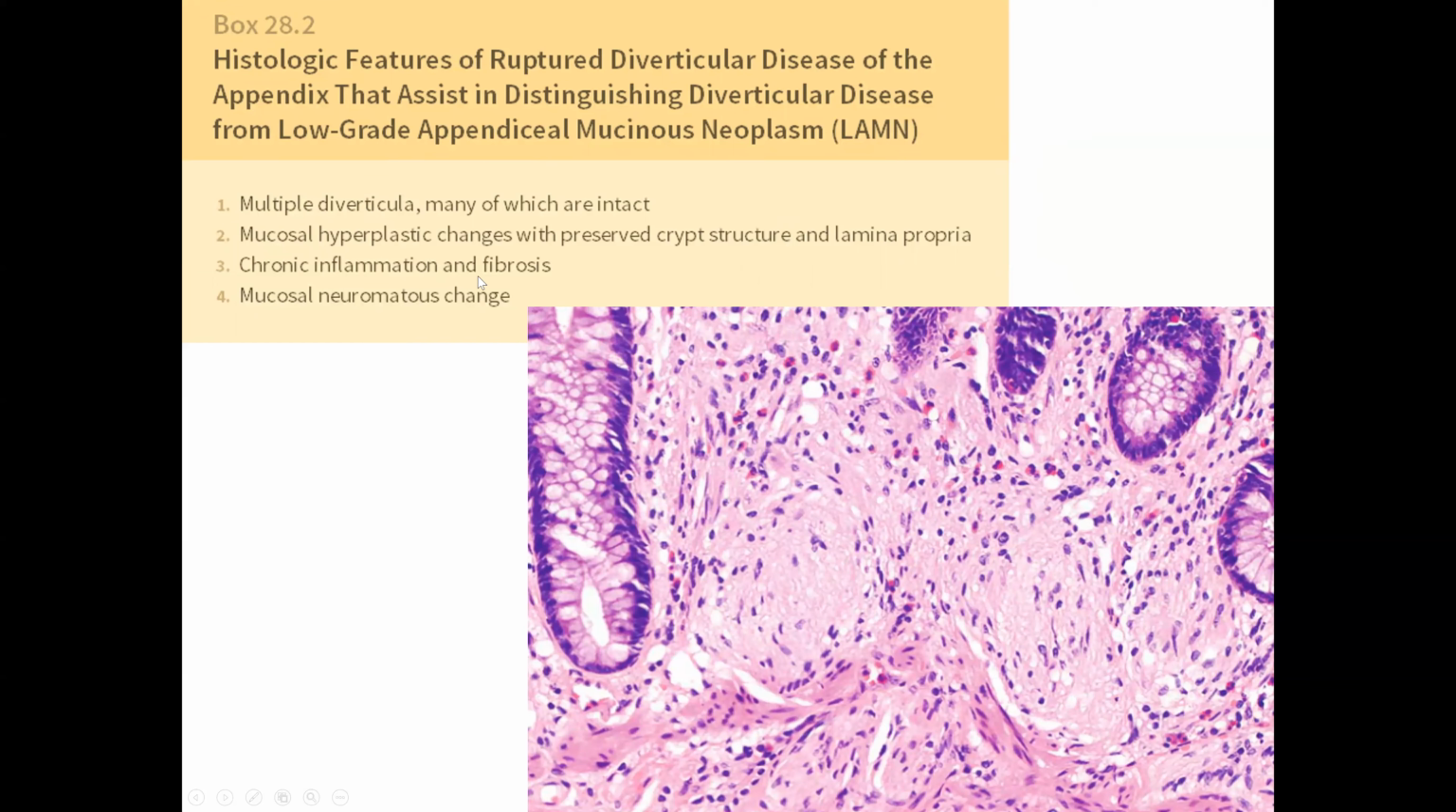Chronic inflammation, fibrosis, well, yes and no. And then this mucosal neuromatous change, which we've illustrated here with this very fibrillar type of neuroma type tissue, that is also a good indication of diverticular disease and mucosal rupture damage.